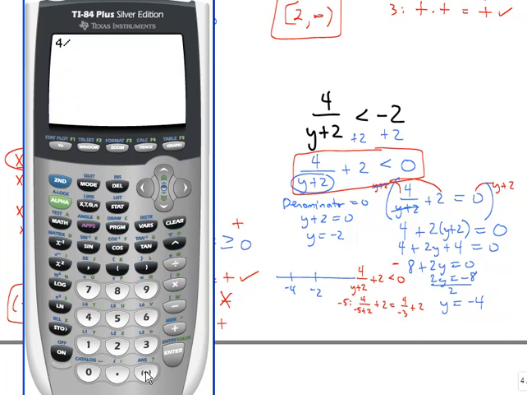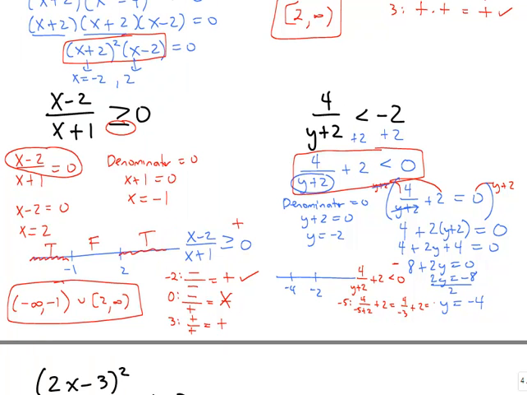4 divided by -3 plus 2 gives me 0.667. So that's a positive number, and that's not what we wanted. We wanted a negative. So this is going to be false.